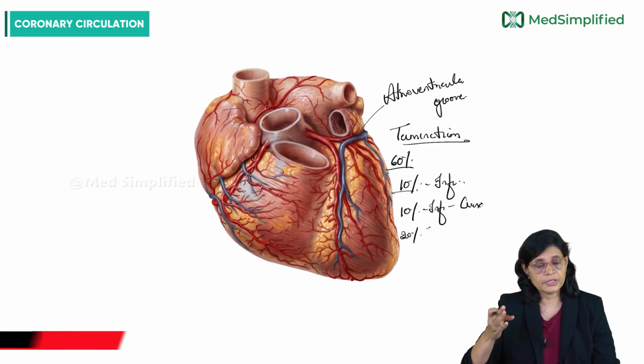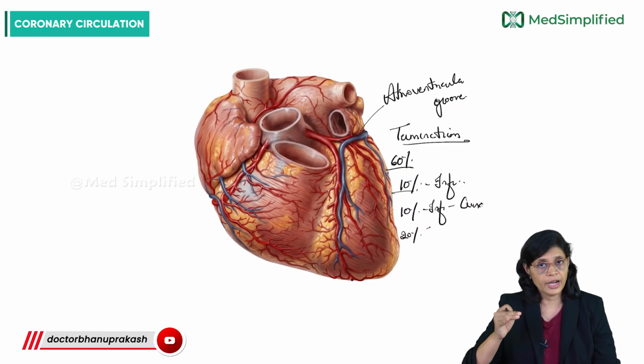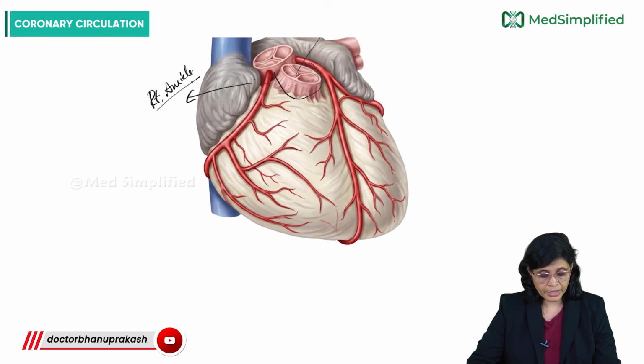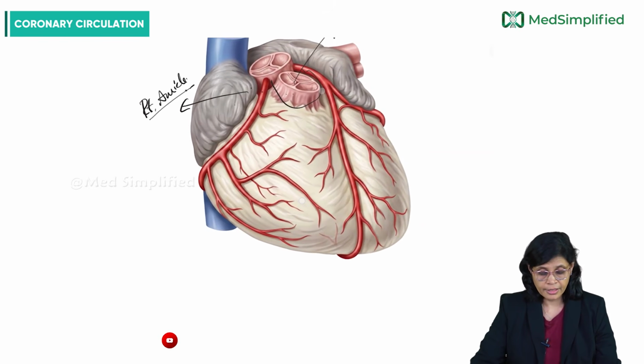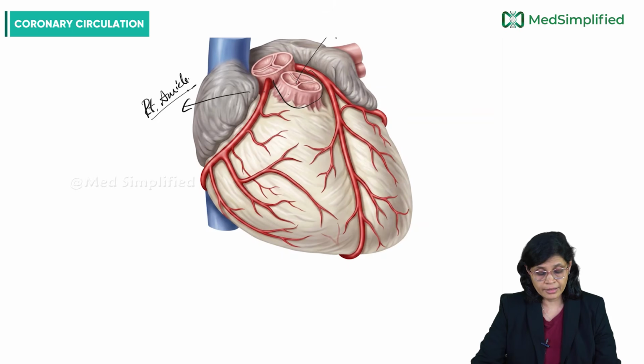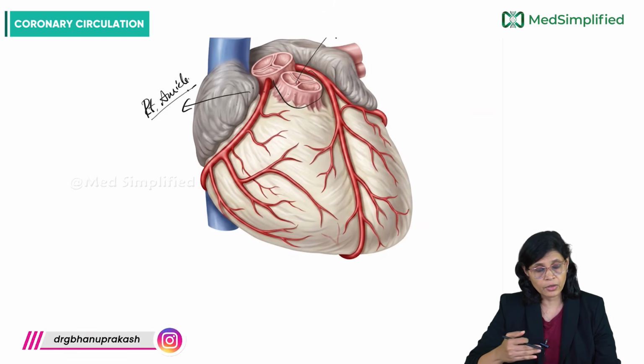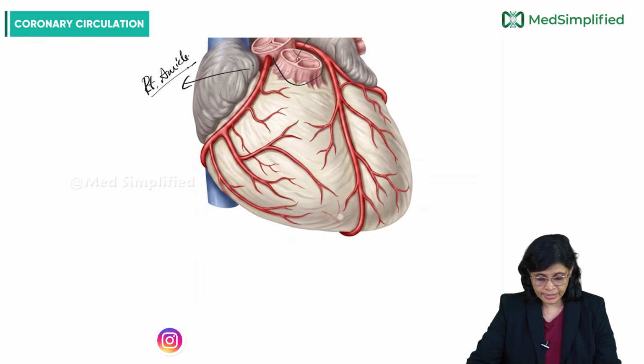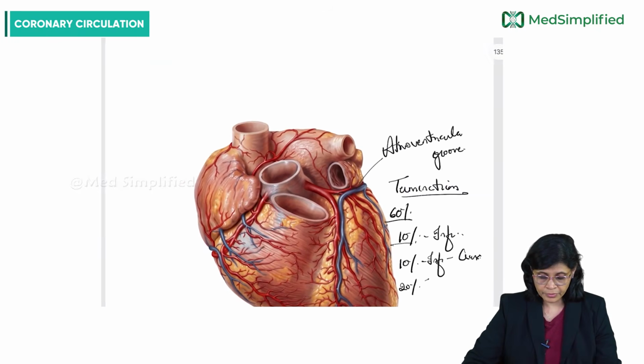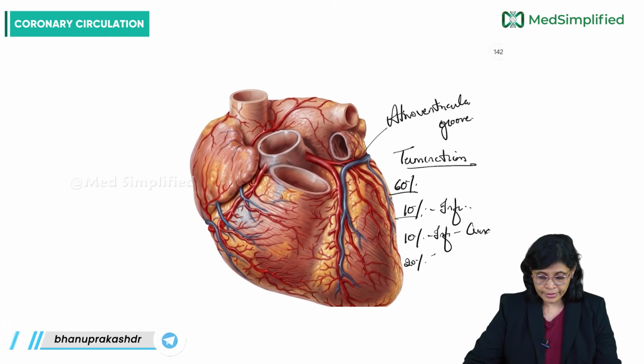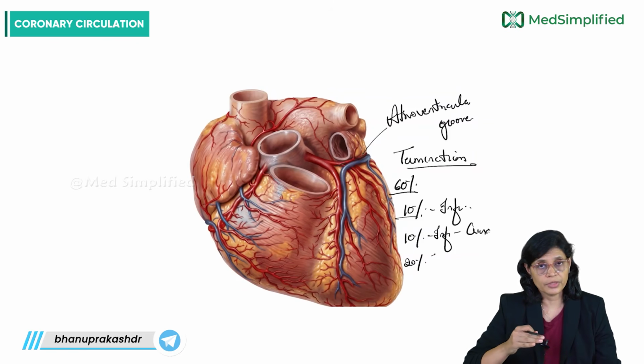Normally in 60%, the majority, it ends at the crux of the heart. So that is the course of the right coronary artery. To summarize, it begins from the anterior aortic sinus, runs between the pulmonary trunk and the right auricle initially, and then along the anterior atrioventricular groove. It then winds around the inferior border of the heart, and reaches the crux of the heart in the posterior part of the atrioventricular groove, and it ends at the crux of the heart in 60% of the individuals by anastomosing with the circumflex branch of the left coronary artery.